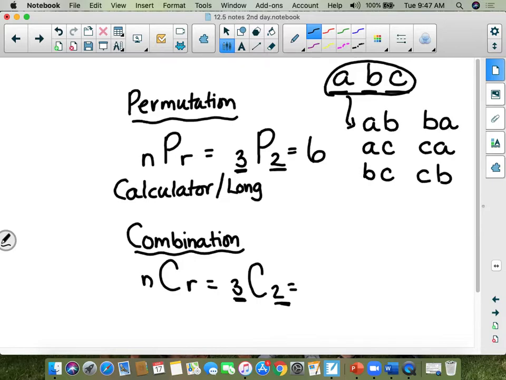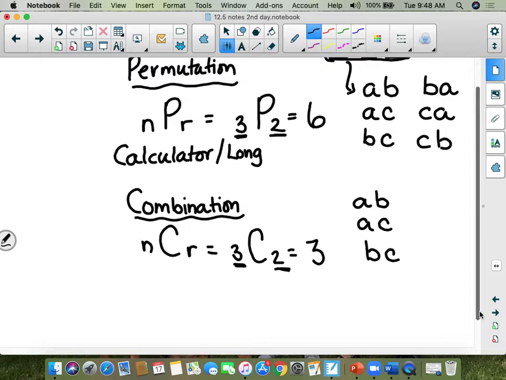Okay, what's the difference? I'm going to do 3 things taken 2 at a time down here for a combination. AB is one group, AC is another group, and BC is the third group. I do not rearrange them, and that's why there are only 3 for 3C2. There are always more permutations than combinations. So now I'm going to show you how to use your calculator to get these answers.